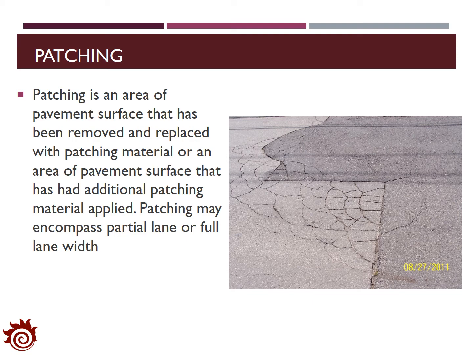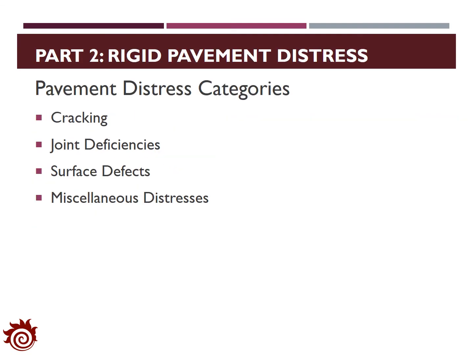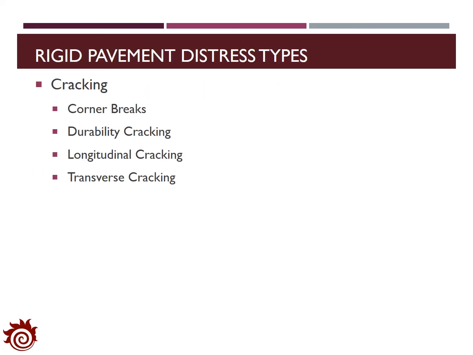Usually there will be some cracks at the joint of patching and the original pavement. Also, it can increase the roughness of the pavement surface. And now for rigid pavement distress, usually the rigid pavement distress can be categorized into 4 types: cracking, joint deficiencies, surface defects, and miscellaneous distresses.